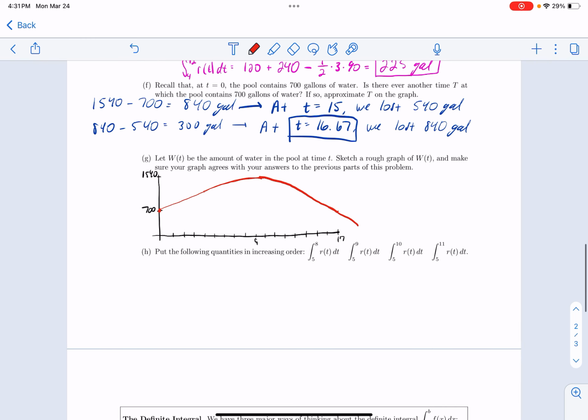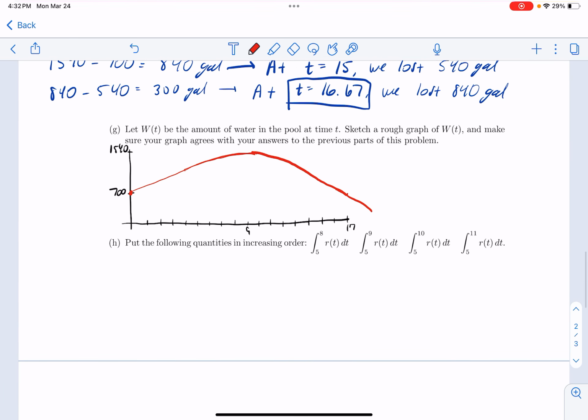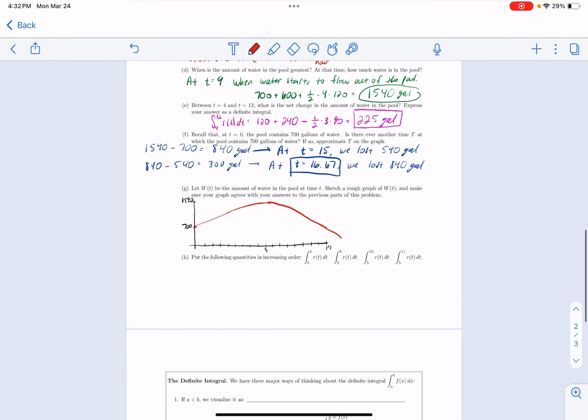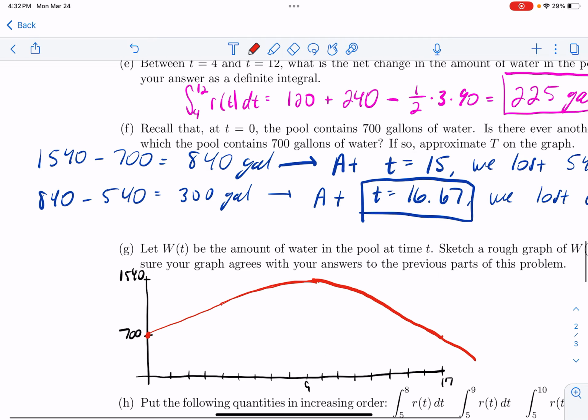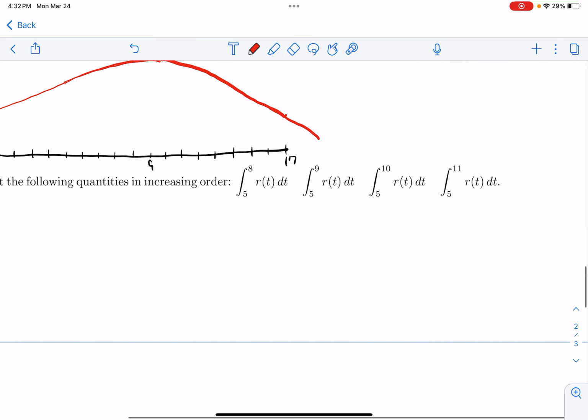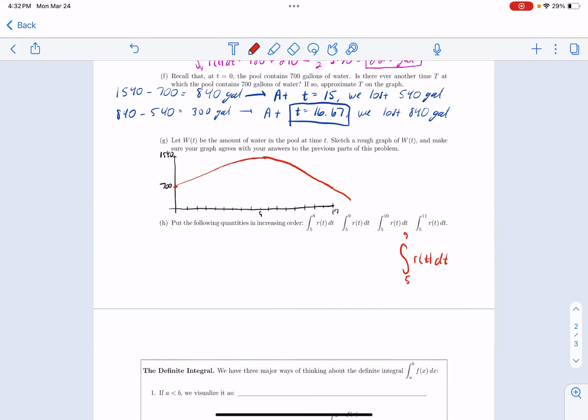All right, finally, last problem. It says put the following quantities in increasing order. Okay, so we have 5 to 8, 5 to 9, 5 to 10, and 5 to 11. Well, we know that the biggest is going to be 5 to 9 because that's the biggest positive area. So I think we can safely put that one at the end. The integral of 5 to 9 of r of t dt.